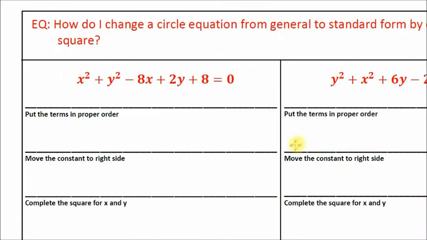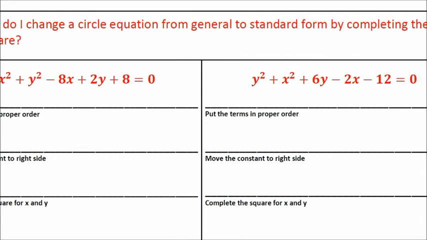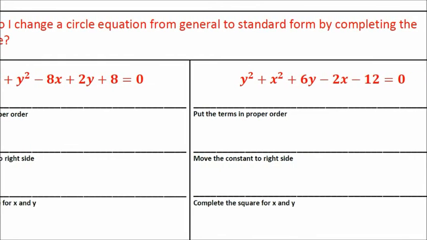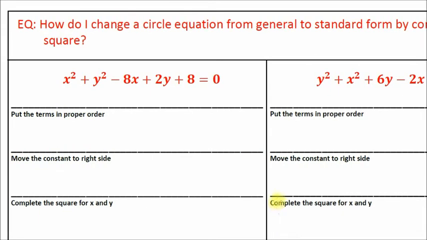The essential question for this video is, how do I change a circle equation from general to standard form by completing the square? We just went through, in the previous video, a review of how to use completing the square to change a standard form quadratic equation for a parabola to vertex form.